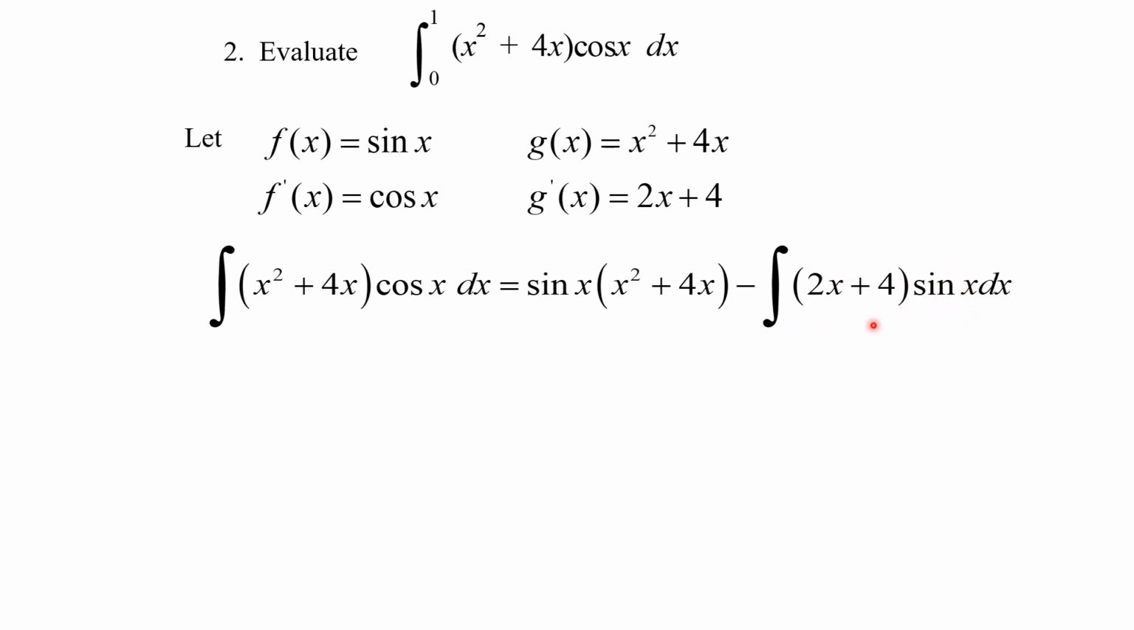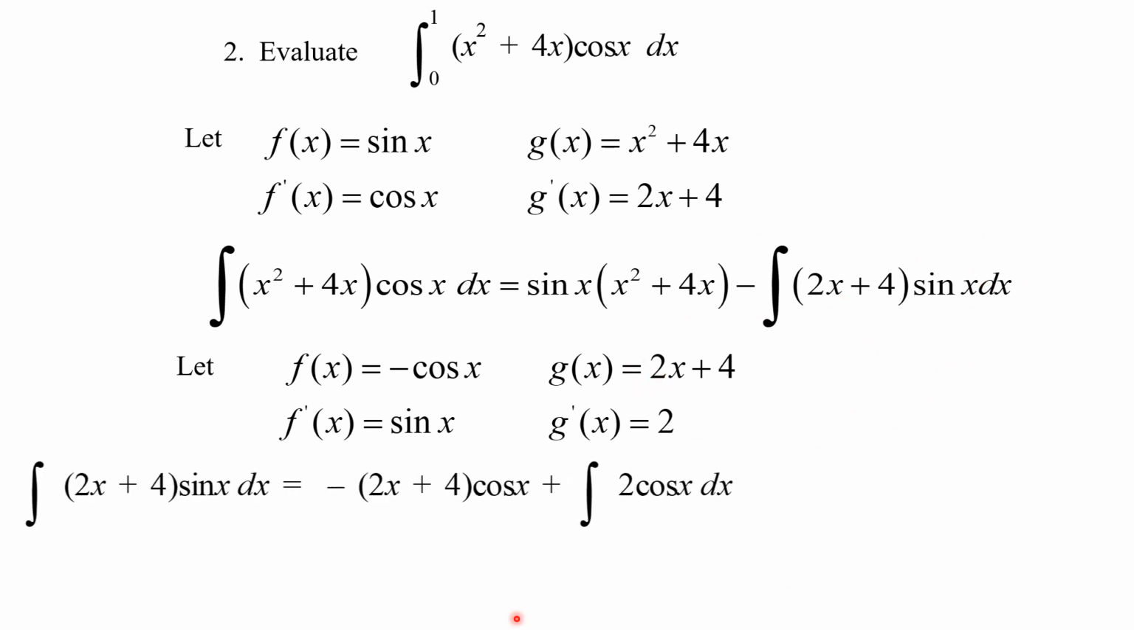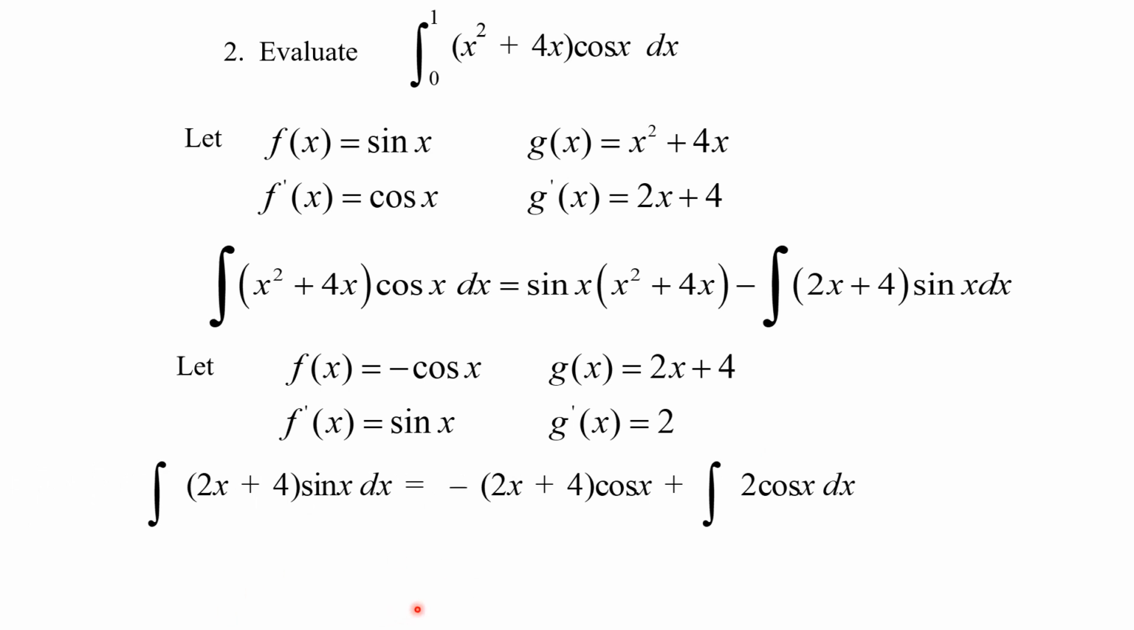So once you get your g x, you get your g prime x, and then your f prime x is sine x, and your f x will be, integrating sine x gives you negative cosine x. So the next task will be applying integration by parts to this part. So this part here is integration by parts, copied again.